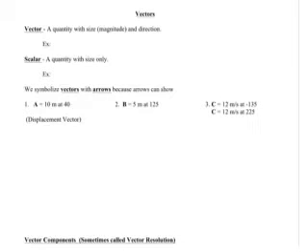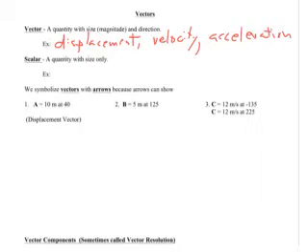So vectors. As we've learned before, a vector is a quantity with size, that's magnitude or numerical value, plus a direction, whereas a scalar is a quantity with size only. The vectors we've had so far are like displacement, velocity, and acceleration. Other vectors that we'll have in the future: force, momentum. Force will be a big one, but we'll talk about those later.